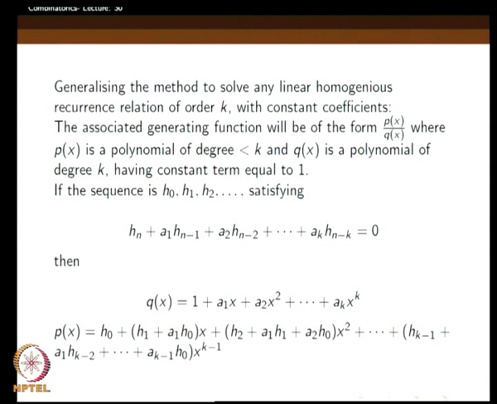If the sequence is h0, h1, h2, etc., satisfying hn plus a1 times hn minus 1 plus a2 times hn minus 2 plus, say, ak times hn minus k is equal to 0, then q of x will be equal to 1 plus a1 times x plus a2 times x square plus ak times x to the k.